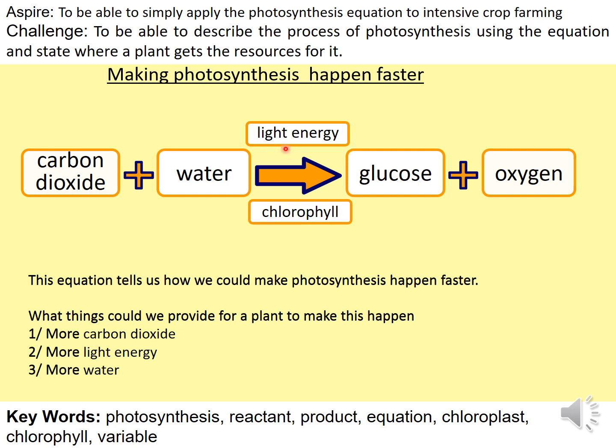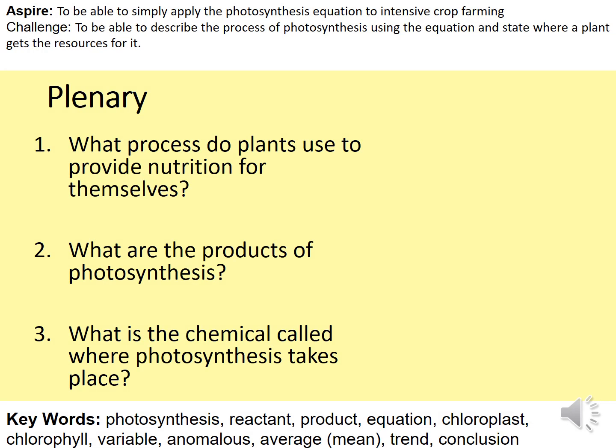Now, this is important. We could provide more light energy. And this, of course, is the reason why plants grow quicker in the summer than in the winter. There are other factors we can change that are part of Key Stage 4. I'm going to mention them quickly just in case they stick, but we could increase the temperature. And on a warm summer's day, plants grow quicker. It's why we grow plants in greenhouses as well.